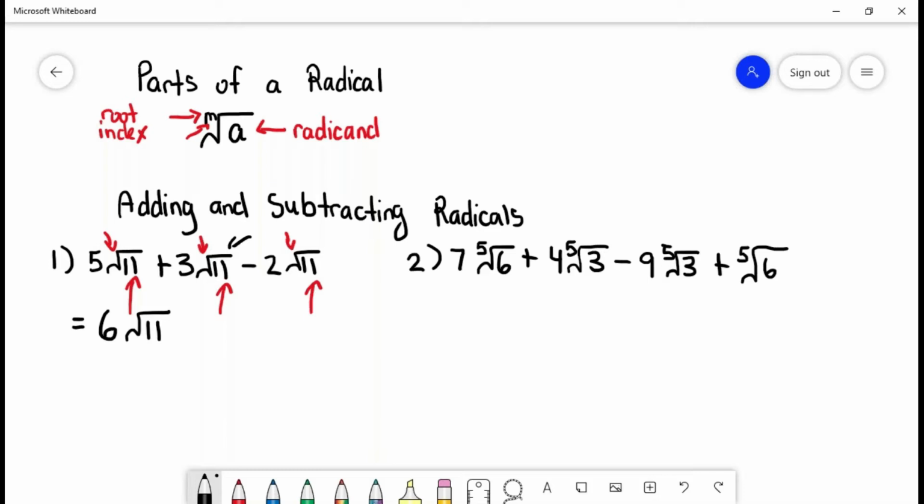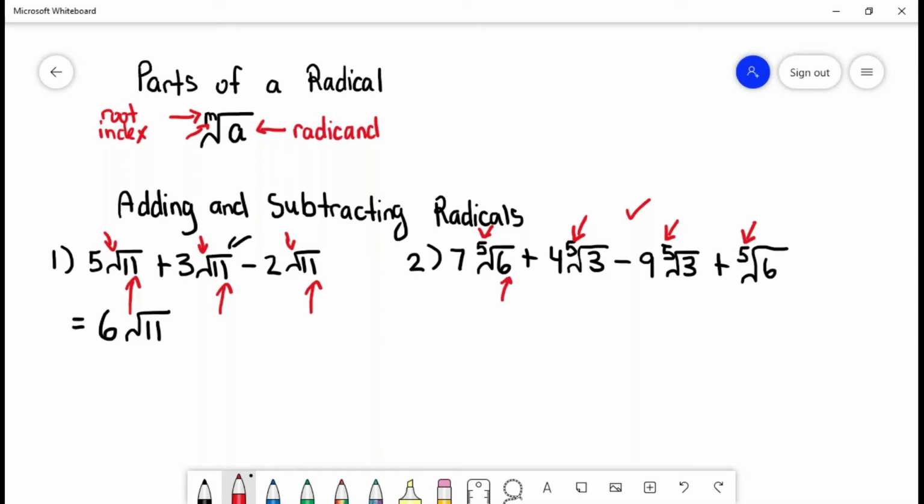So taking a look at the root indexes for all of these terms, let's make sure they're the same. For this 7 root 6 over here, we have a root index of 5. For this 4 root 3 term, we have a root index of 5 as well. For this negative 9 root 3 term, we have a root index of 5. And finally, for this root 6 term, we have a root index of 5. So we know that all the root indexes are the same. But remember, in order for you to add and subtract, the root indexes have to be the same, but so do the radicands. So now let's take a look at the radicands.